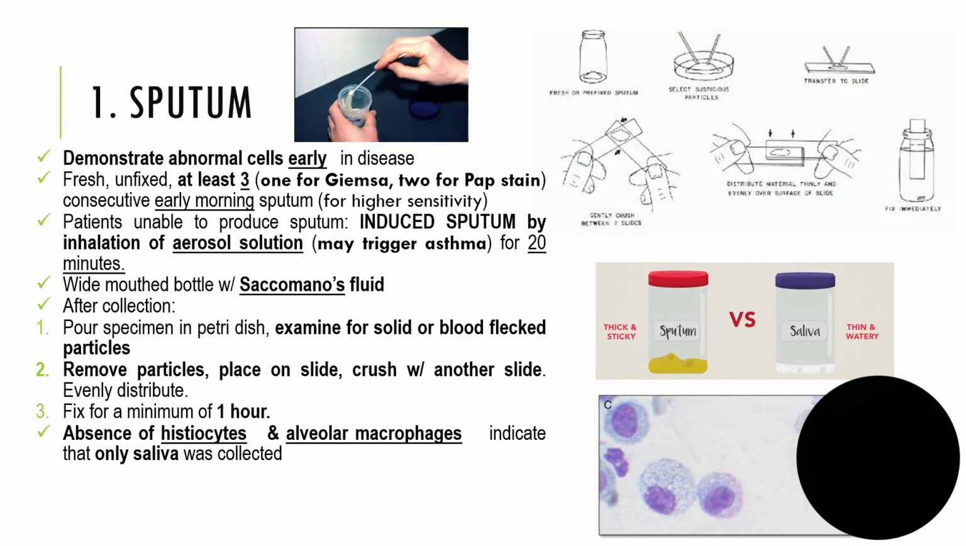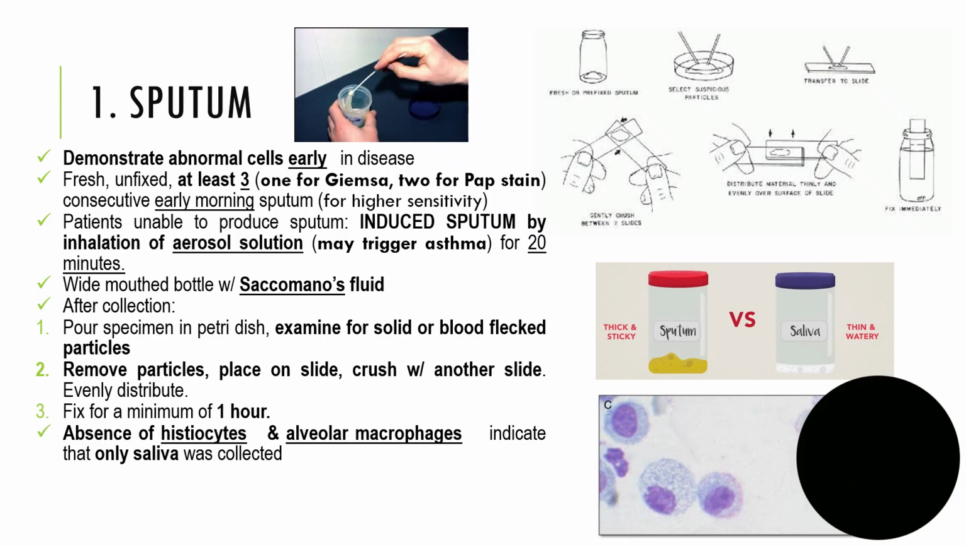For the collection vessel, it should be a wide-mouth bottle containing Saccomanno fluid, which acts as a preservative. After collection, pour the specimen into a Petri dish and look for solid or blood-flecked particles. So these particles are where the cells of interest are most concentrated. Remove them, place them on a slide, crush gently with another slide to spread evenly, and fix for at least 1 hour.